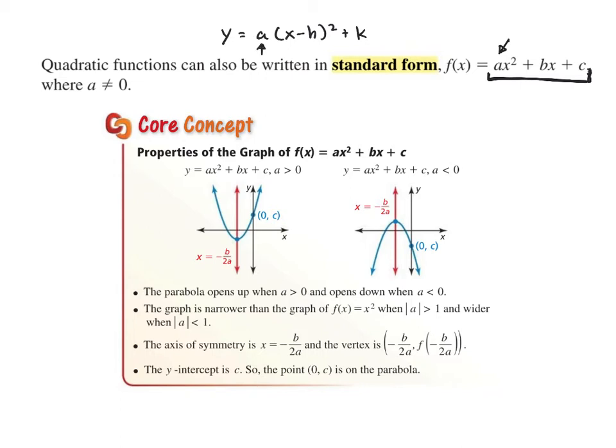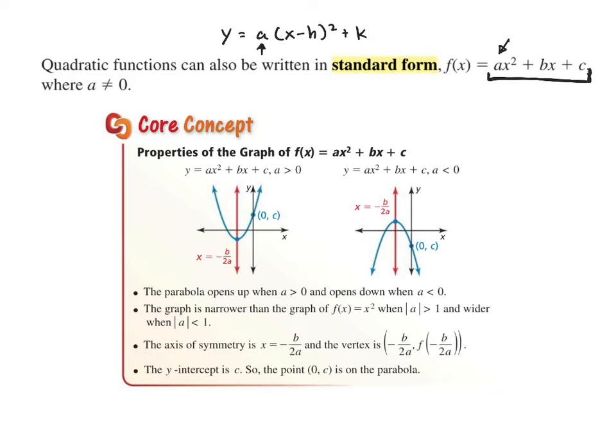So that a value is still going to tell you if it opens up or opens down. Positive opens up, negative opens down. If it's bigger than 1, it's going to be narrow, and if it's a fraction between 0 and 1, it will be wide. So that's the same a. But we cannot tell the vertex straight away just by looking at it when it's in standard form.